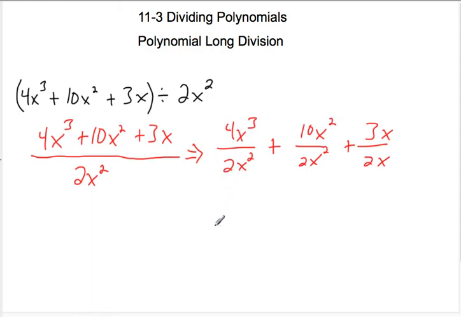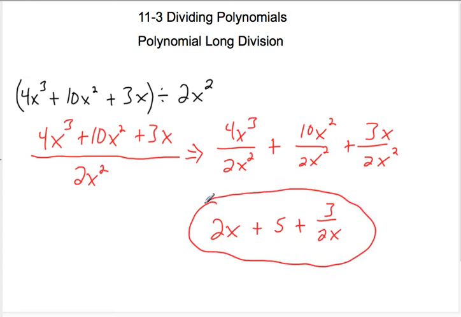So 4 divided by 2 is 2, x cubed divided by x squared is x, plus 10 over 2 is 5, x squared divided by x squared is 1, so we're going to leave it at 5. And then 3x over 2x squared, sorry, that's supposed to be an x squared. 3x over 2x squared is 3 over 2x because the x's cancel each other out, leaving 1x on the bottom. And so here's your final answer. It looks a little weird because you have a whole number plus a fraction, but that is how it's supposed to look.